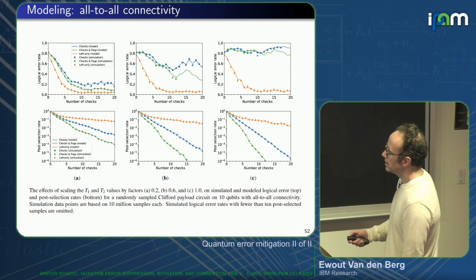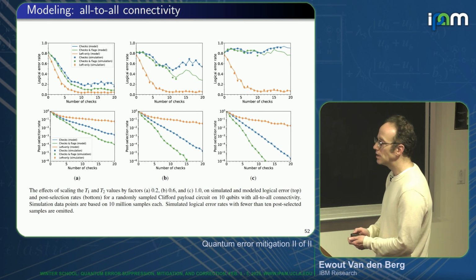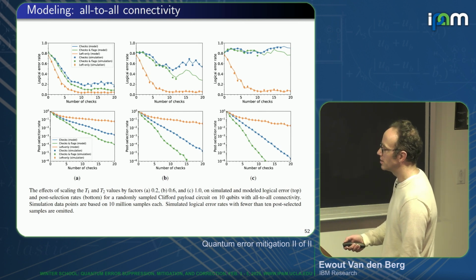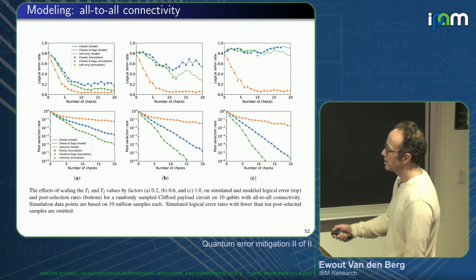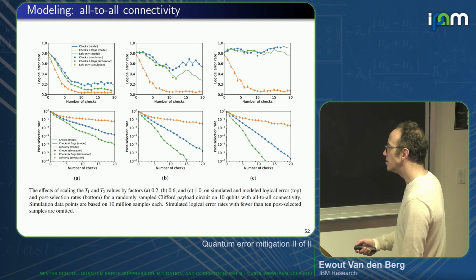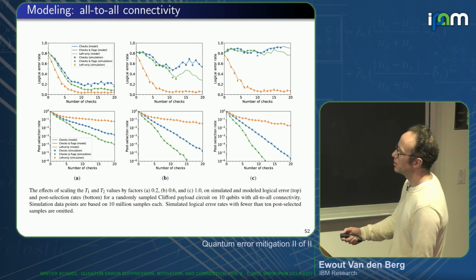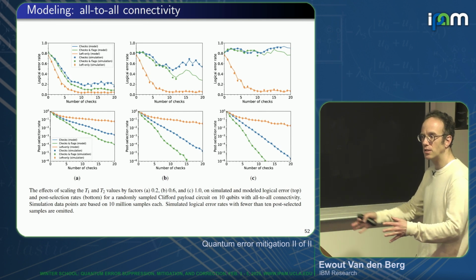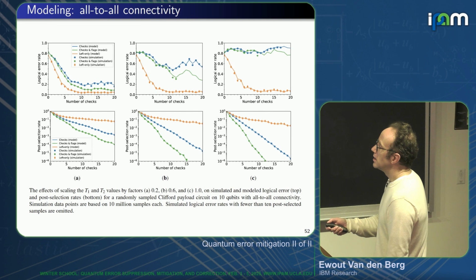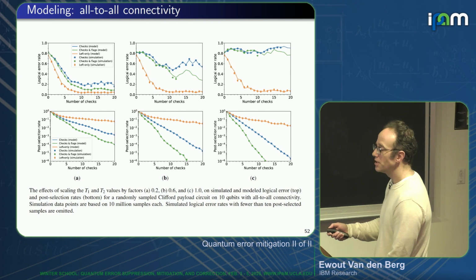What we do here in the columns A, B, and C is to scale the T1 and T2 values by 0.2. So this is better T. We divide it by 0.2, so that the T1 time is 5 times longer. And this is the baseline T1. Then we simulate everything. Let's see what we have here. This is the logical error rate and the post-selection rate. The dots are the simulated ones, just by the tableau, etc. And the lines are again the Markov model. So they still match very well here.